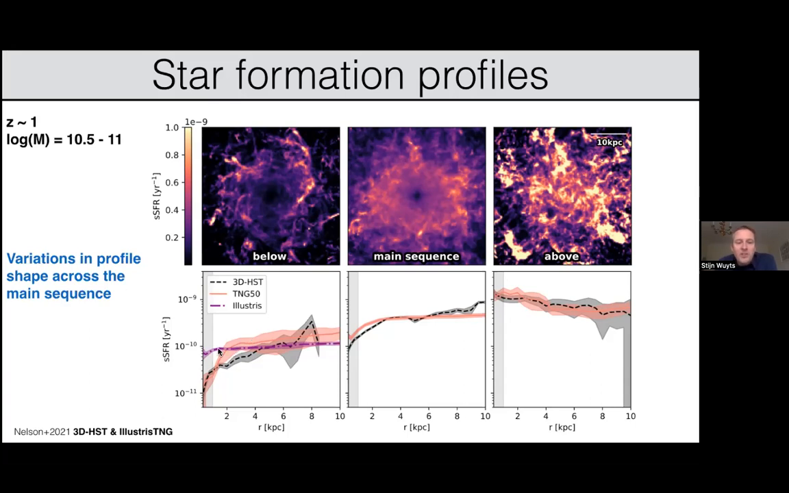From the colored profiles, you can further appreciate that with the more localized implementation of AGN feedback in TNG, the observed profiles are better reproduced than in precursor simulations of Illustris, where the energy from AGN feedback was dumped over a much larger spatial scale.